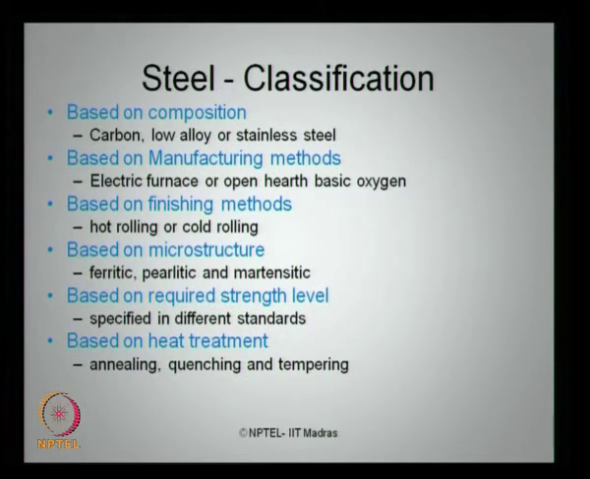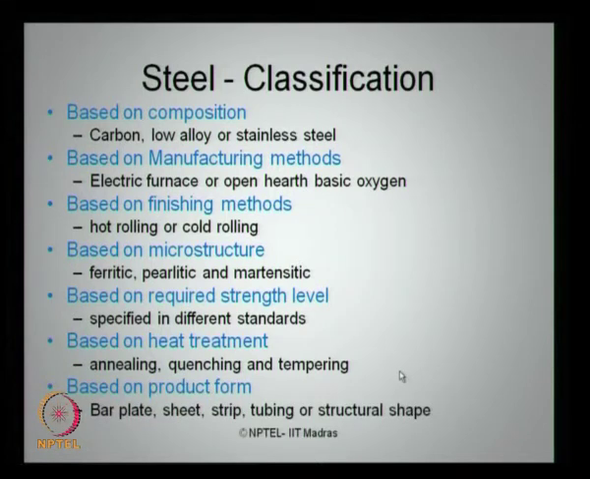Based on heat treatment, we can also classify steel as annealing, quenching and tempering. Now, based on the product form, the final geometric form, of course we understand as structural engineers, steel can also be classified as bars, plates, sheets, strips, tubes or any other structural shape which has been given a name depending upon its manufactured cross sectional dimensions. So, steel classification has a wide variety.